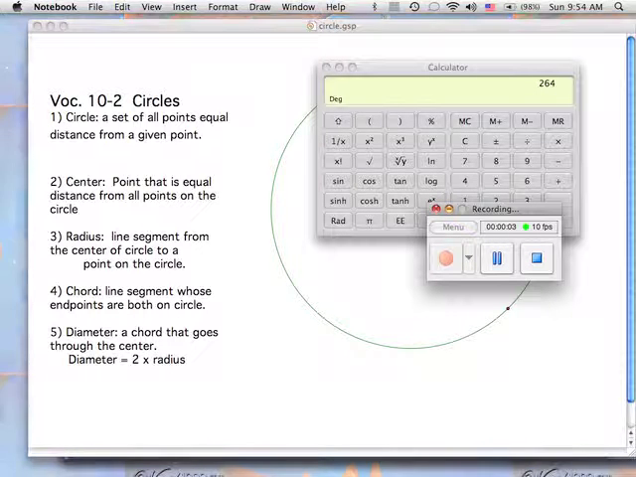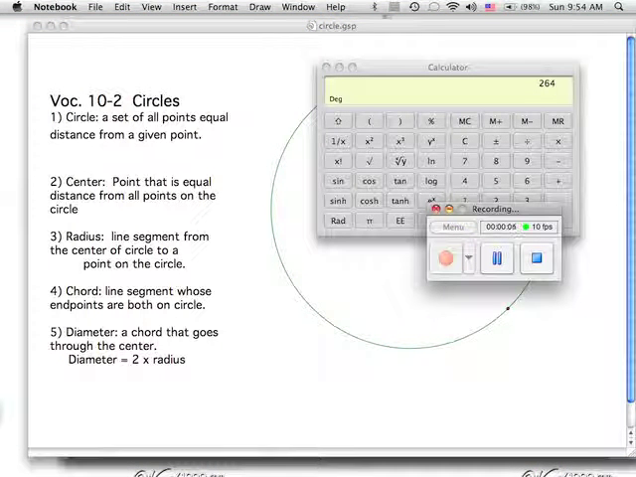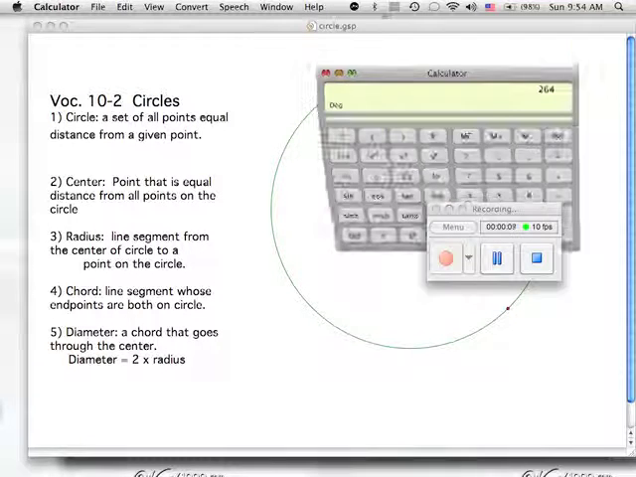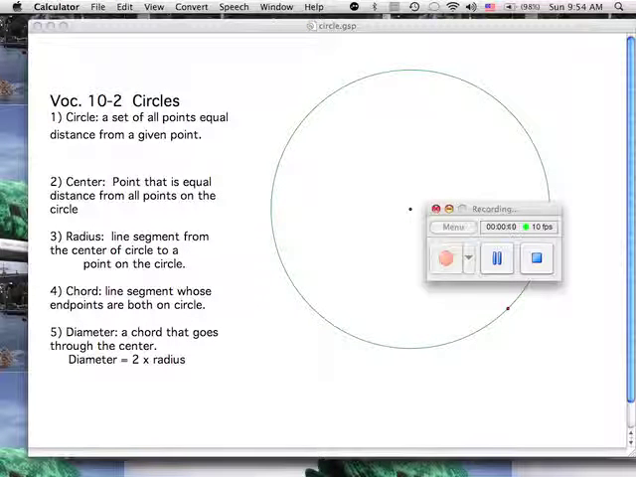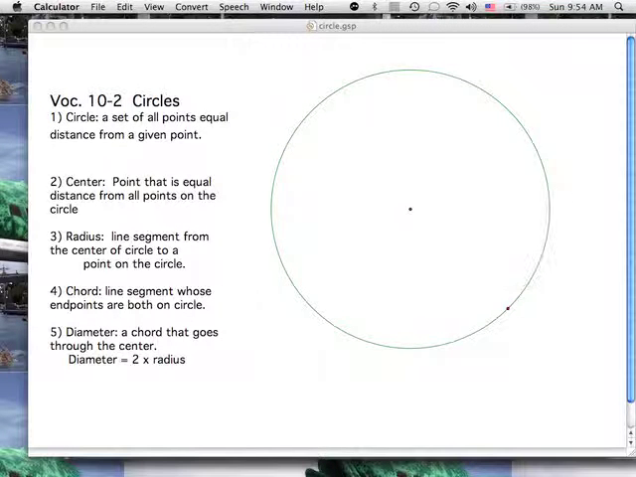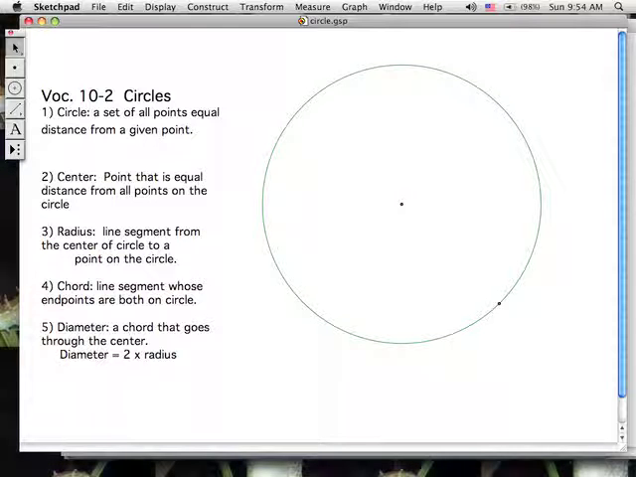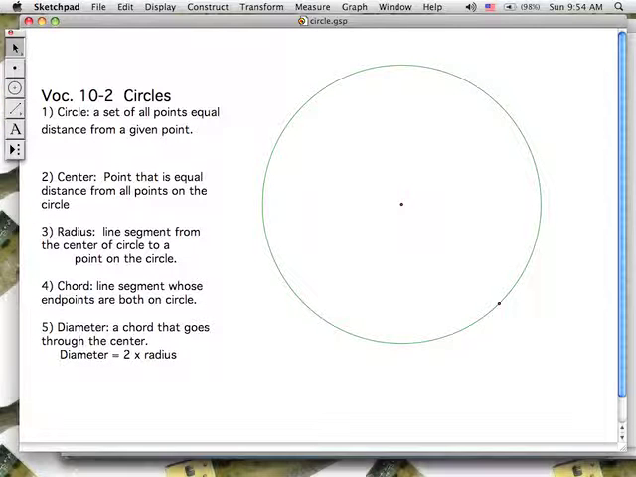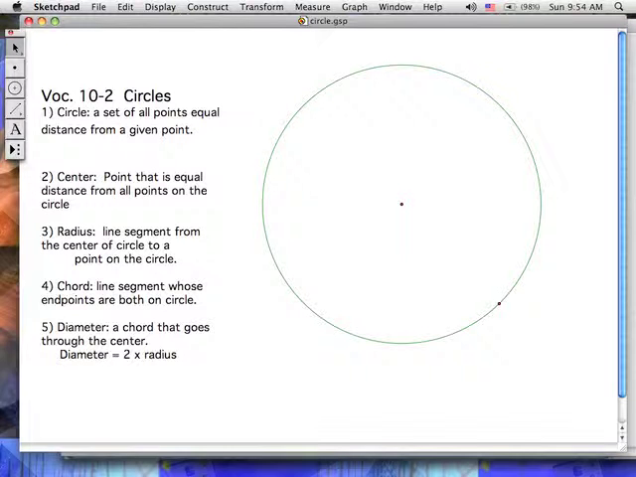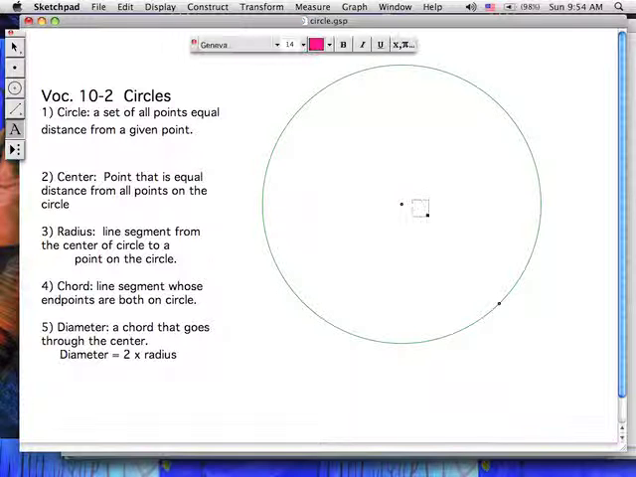We're on chapter 10, section 2, and we're going to be working with circles. The definition of a circle is a set of all the points equal distance from a given point. So here's your given point, and all the points on the circle are the same distance from that center. The center, so we could label the center and call it A.